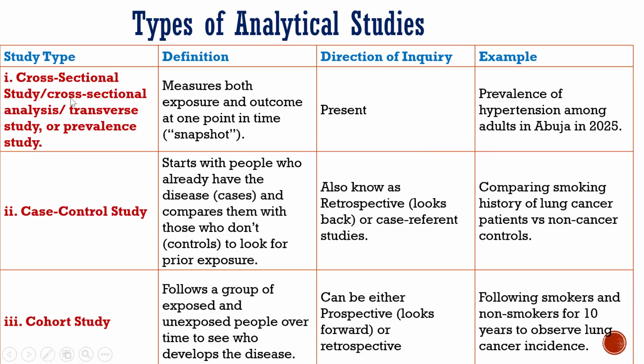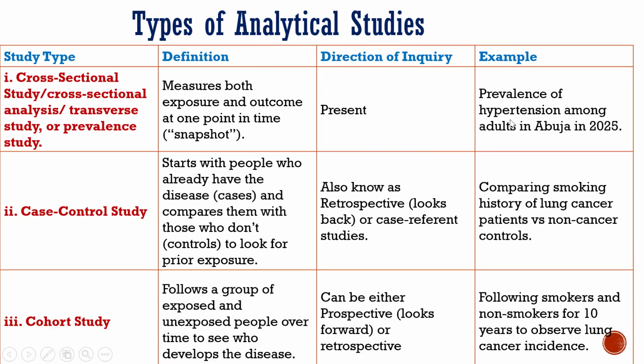Okay, so a cross-sectional study measures both exposure and outcome at one point in time. The major definition of a cross-sectional study is that it measures data at a single point, like a snapshot. Unlike other types of study that involve measuring data over time or at intervals, a cross-sectional study measures both exposure and outcome at one point in time. So it's a present study.